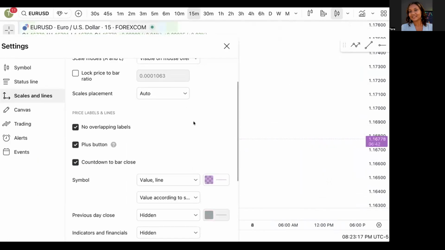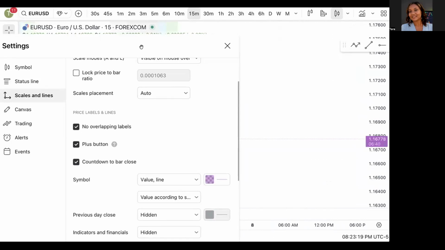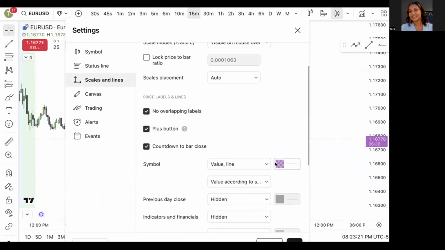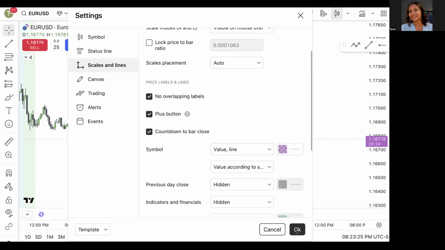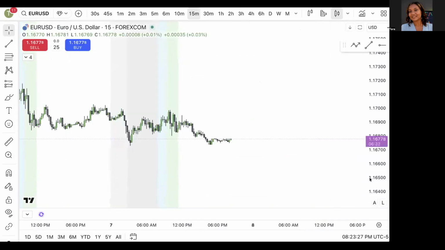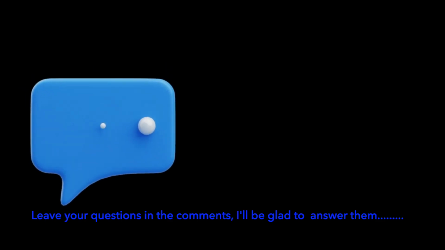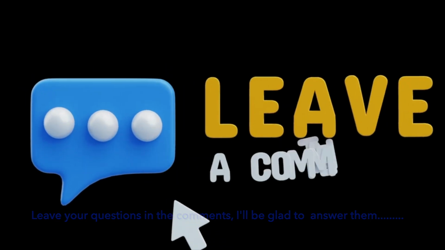And then after you've made sure that that is check marked and you've chosen your color, then you can go ahead and click OK. Okay, and then from here on out, each time that you open the chart, you should be able to see the countdown clock. All right, so I hope that was helpful, and I hope you're able to benefit from using that feature.